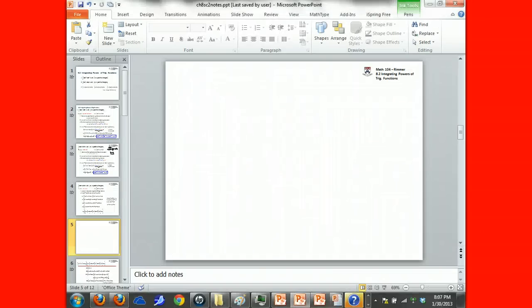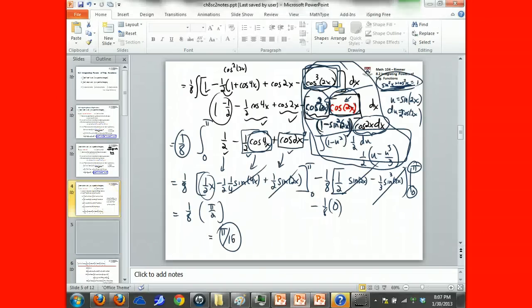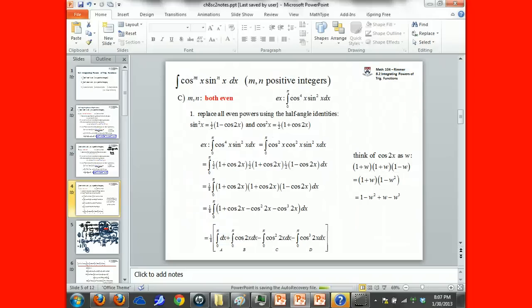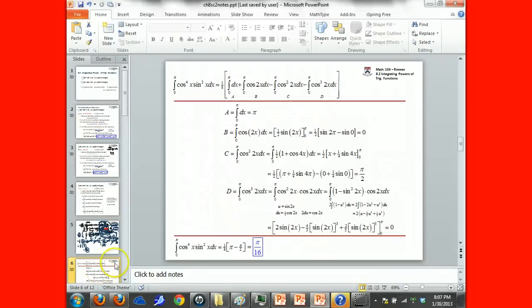I'm going to have a nice, pretty typed up thing. Here it is. And then I work through each individual integral here. And it's all nice and typed up really nice. It looks all nice and everything. Anyway. There's the answer, pi over 16. Okay.